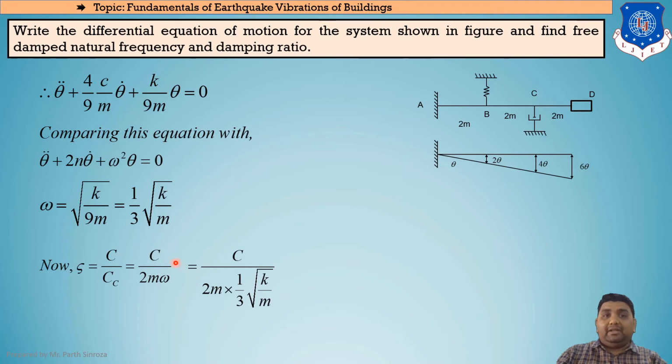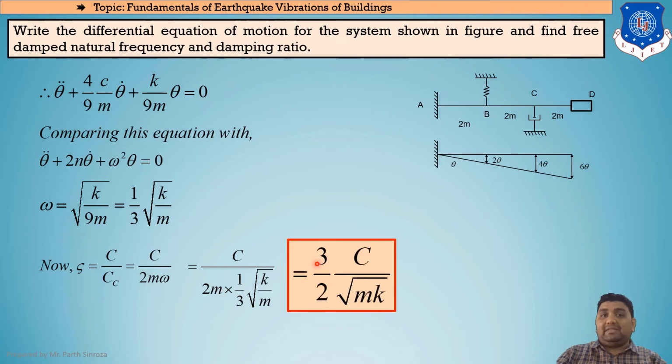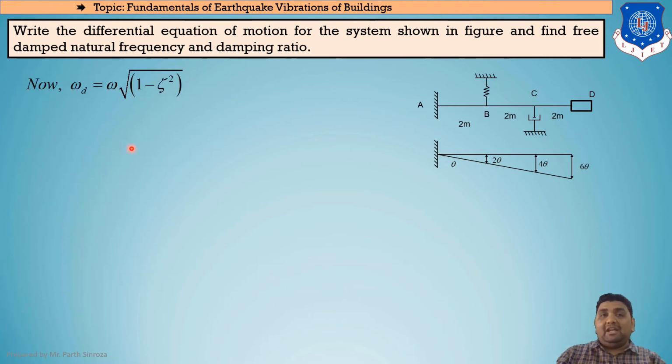So solving it here, substituting omega equal to 1 upon 3 under root k by m, we are getting this equation, that is 3 by 2 c upon under root mk. This is the answer of this question, that is, the damping ratio was asked. So the damping ratio here comes out to be 3 by 2 c upon under root mk. Clear? Now moving on to the damped natural frequency.